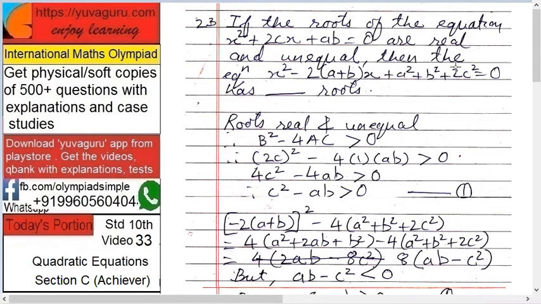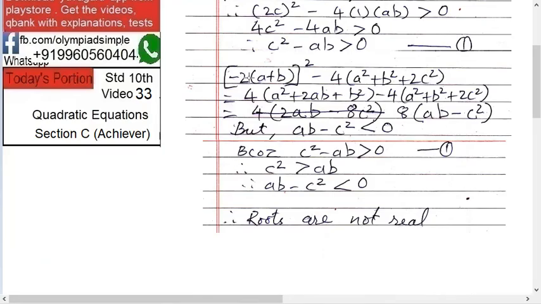Now check similarly, b square minus 4ac for the second equation. Here we don't know whether it's greater than, equal to, or less than 0. We have to check. Okay, so capital B over here is minus 2 into (a plus b), a is 1 and c is this full constant a square plus b square plus 2c square. Therefore b square minus 4ac equals, in this, b is minus 2 into (a plus b) the whole square plus 4 into (a square plus b square plus 2c square), this is 4ac.